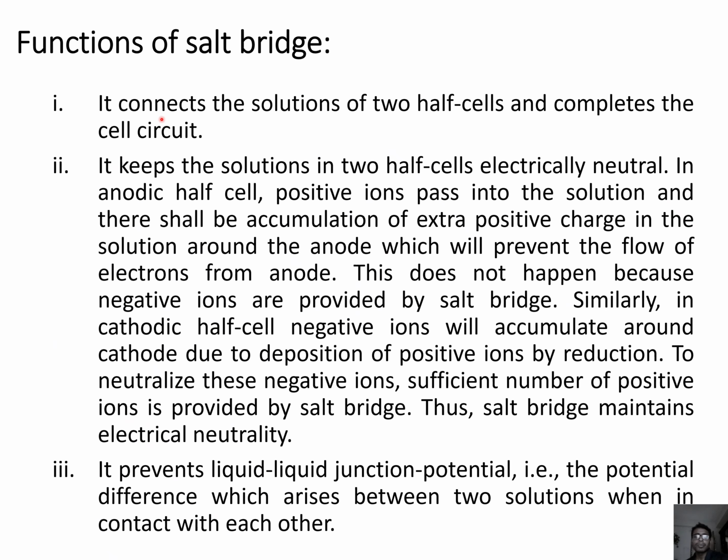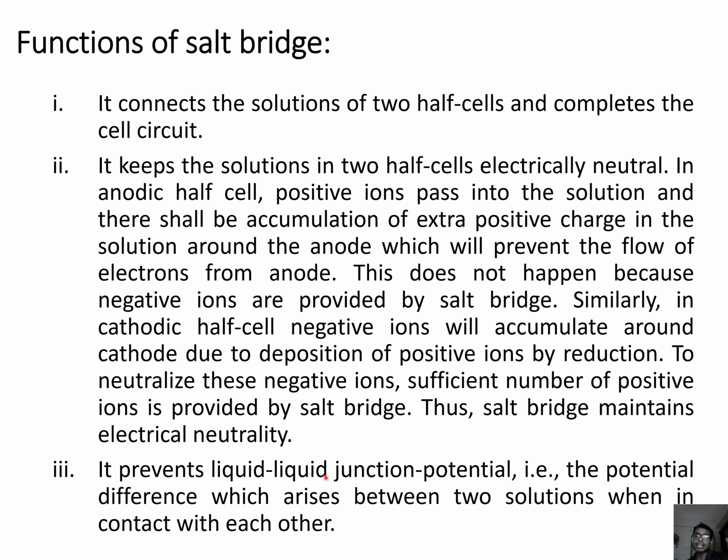So the function of the salt bridge: it connects the solutions of the two half cells and completes the cell circuit. It keeps the solution in each half cell electrically neutral. In the anode half cell, the positive ions pass into the solution and there would be accumulation of extra positive charge in the solution around the anode, which would prevent the flow of electrons from the anode. This doesn't happen because negative ions are provided by the salt bridge. Similarly, in the cathodic half cell, negative ions would accumulate around the cathode due to the deposition of the positive ions by reduction. To neutralize this, a sufficient number of positive ions is provided by the salt bridge. Thus, the salt bridge maintains electrical neutrality.